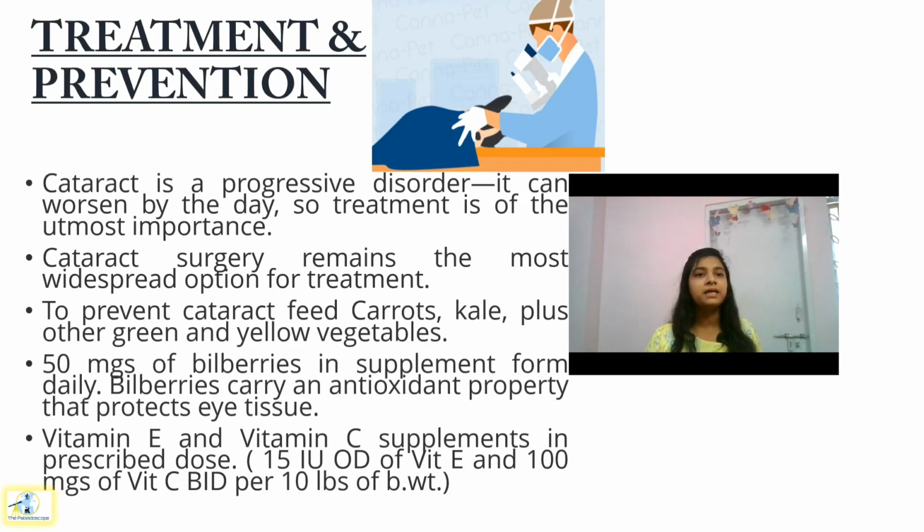The treatment part: it is a progressive disorder. It can worsen day by day, so treatment is of utmost importance. If you are seeing it in the initial phase, do the treatment initially only so that it does not go into a much more difficult stage to handle. Cataract surgery is the only treatment that is available till now, so cataract surgery is done in those cases.